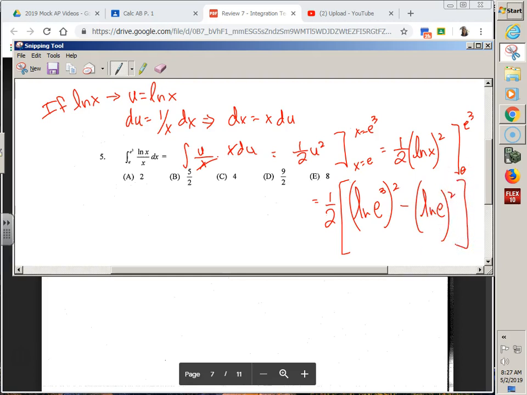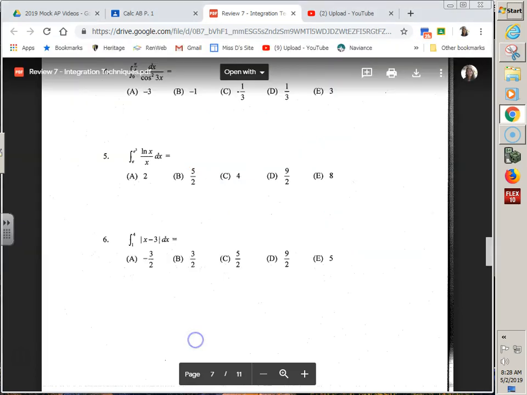And didn't we talk about the other day what ln of e was? Isn't it 1? ln of e is just going to be 1. Oh, but how about ln of e cubed? 3, because a 3 comes down, then a 1. So that's going to be 3. So I'm going to end up with 1/2 times 3 squared is 9 minus 1 squared is 1. 8/2 ends up being 4, I believe.